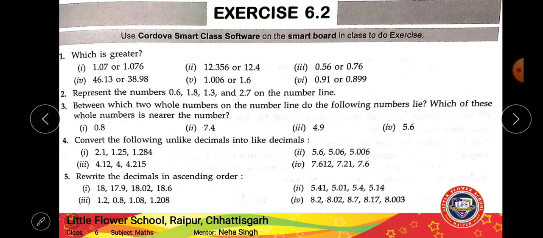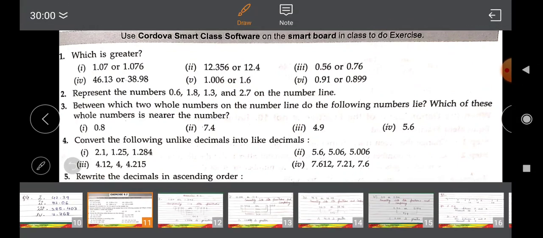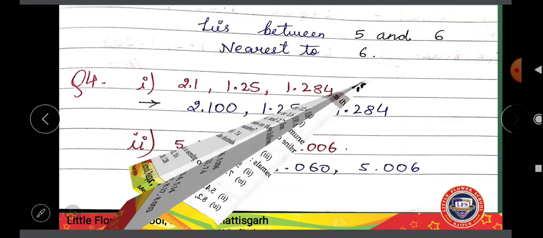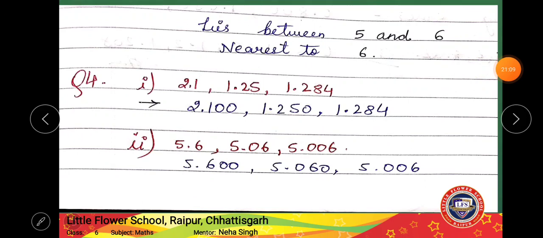Moving on to the fourth one. Convert the following unlike decimals into like decimals. Very simple question. What you have to do? Just convert unlike decimals into like decimals. What you are going to do to convert? Just equalize the decimal places, right? What do I mean by saying this? See the first question.